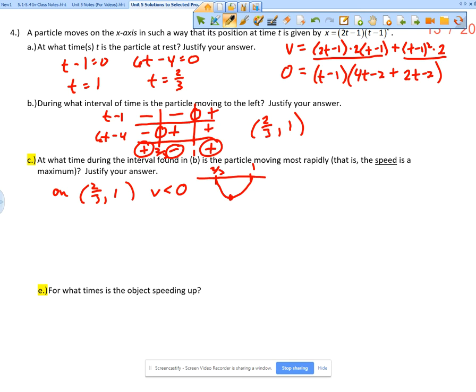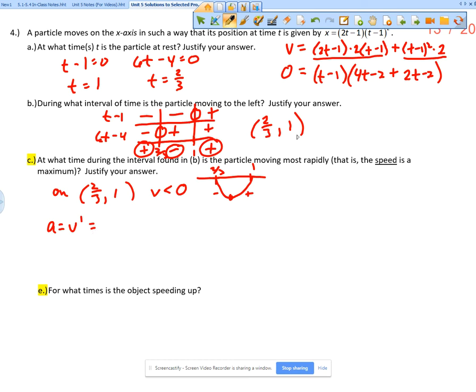So we're actually trying to find where velocity achieves a minimum on that interval. Actually, not a maximum. All right, and so what we want to do is we want to find the derivative of velocity and figure out when it changes from negative to positive between 2/3 and 1. All right, so the derivative of velocity, of course, is acceleration, so v prime.